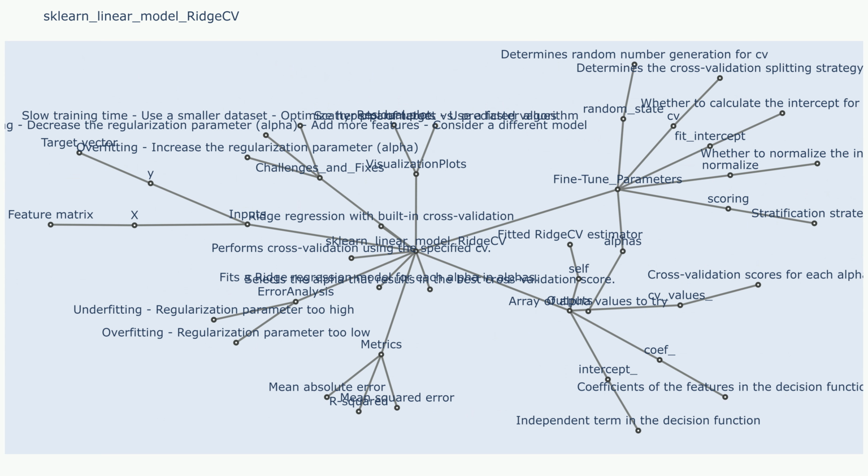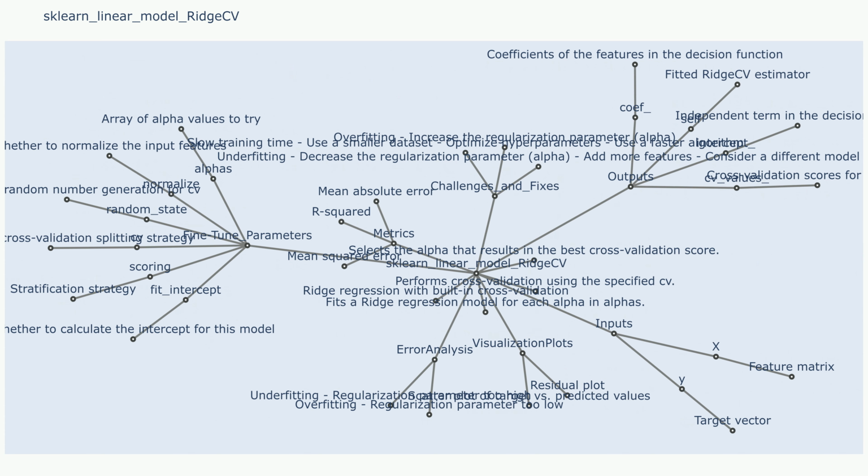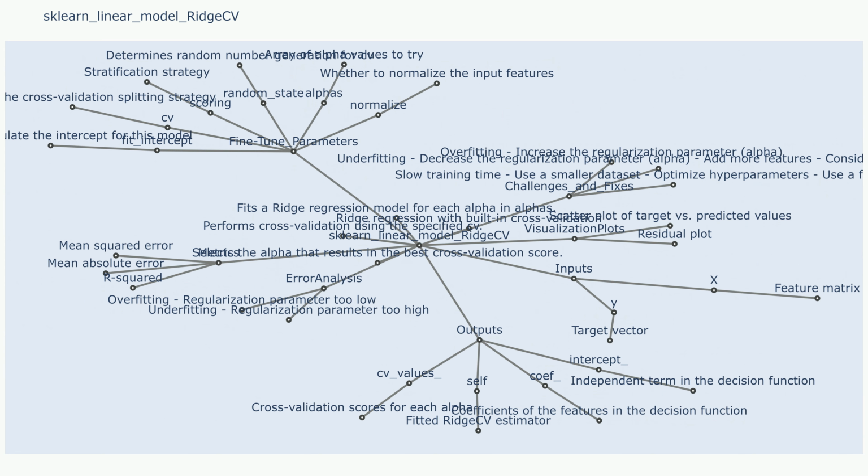Challenges and fixes. Challenge 1: overfitting to the training data. This can happen if the regularization strength is too low or if the data is highly correlated. Sample use case that resulted in challenge 1: a model with a large number of features and a small number of samples might overfit the training data. Fixes to challenge 1: increase the value of alpha to increase the regularization strength. Consider reducing the number of features in the model to reduce the risk of overfitting.